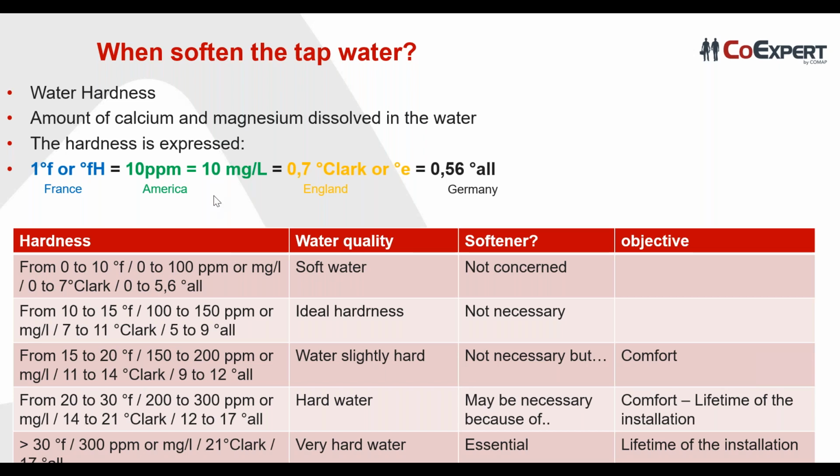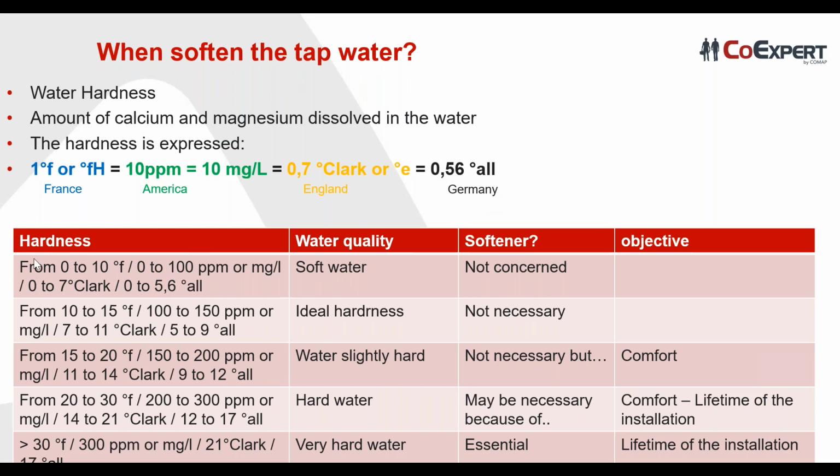The hardness is expressed with different units. In France, it's the French degrees. In America, it's the ppm, parts per million, or milligram per liter. In England, it's the Clark degree or English degree. And in Germany, it's the German degree. You can see here that 1 French degree is equal to 10 ppm, 10 milligram per liter, 0.7 English degree, and 0.56 German degree. Why is it different from one country to another? It's because we don't use the same product for the calculation. It's only a matter of product.